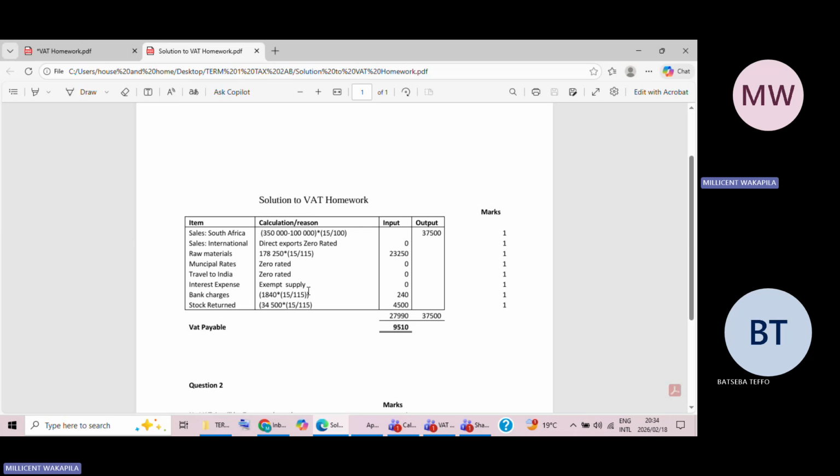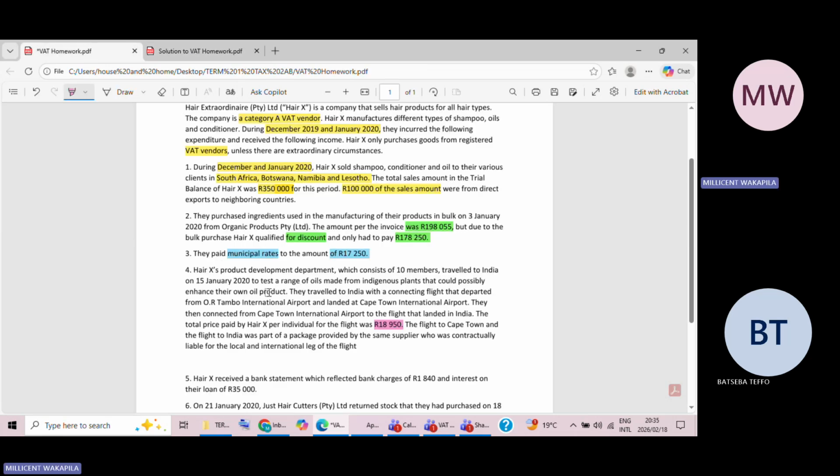Okay. Let me just check if I want to say anything else on this point. Okay, it's fine, I don't have anything more to say. Let's just move on. Okay, so it says HairX received a bank statement which reflects bank charges and interest on loans.